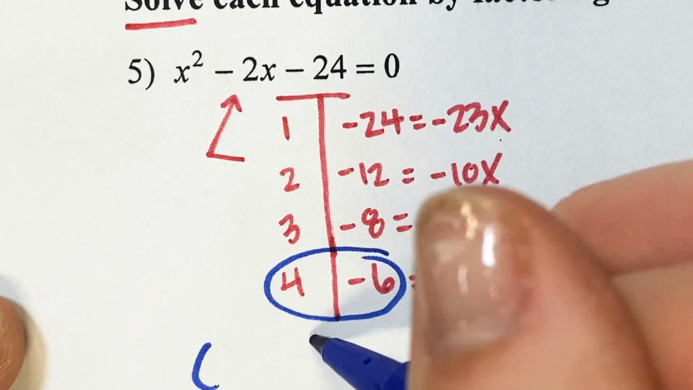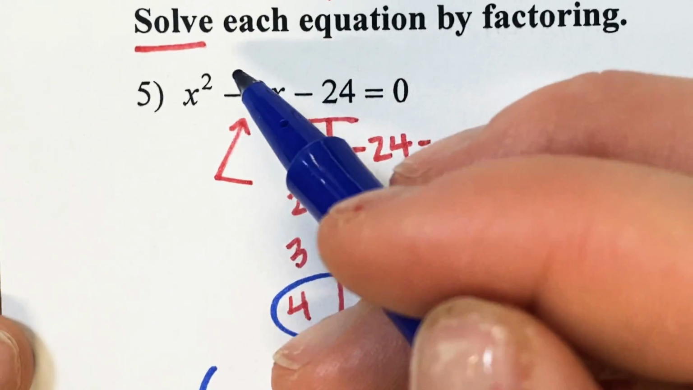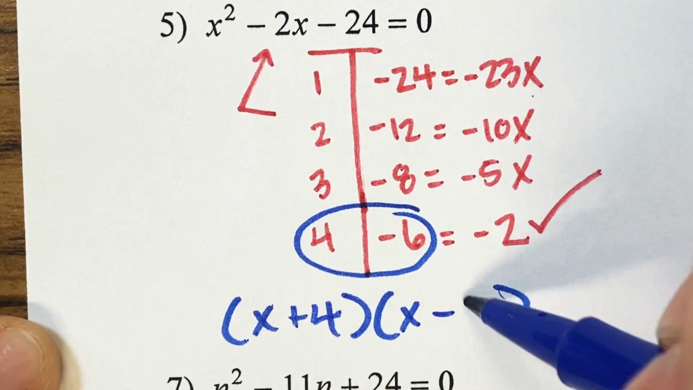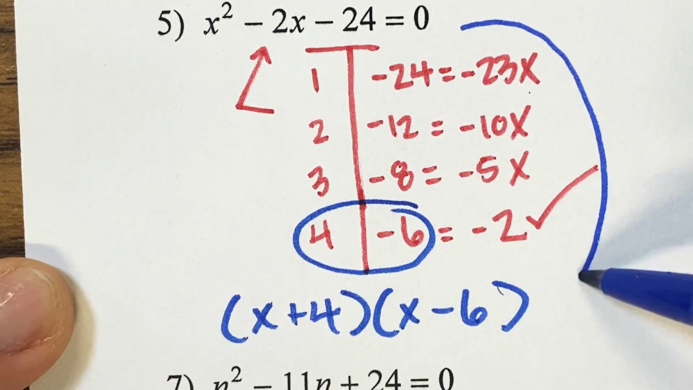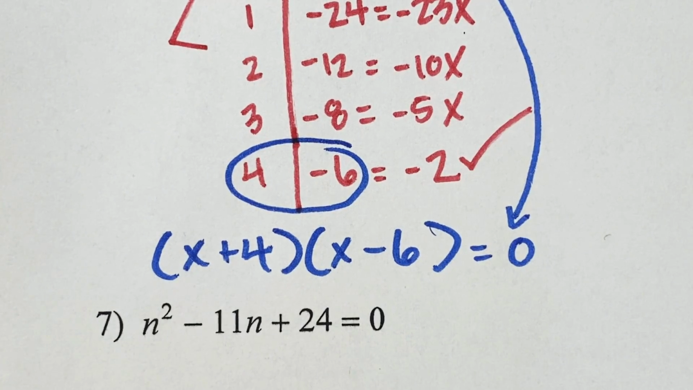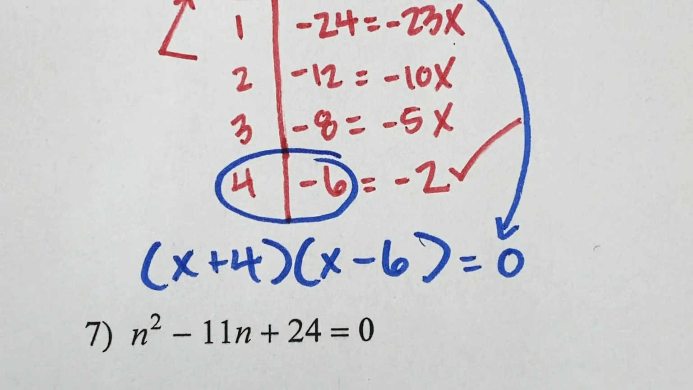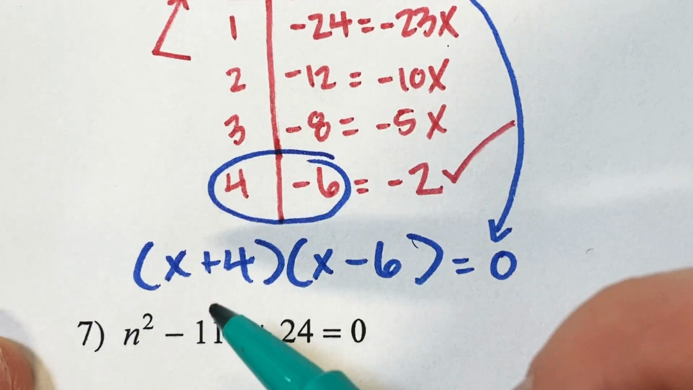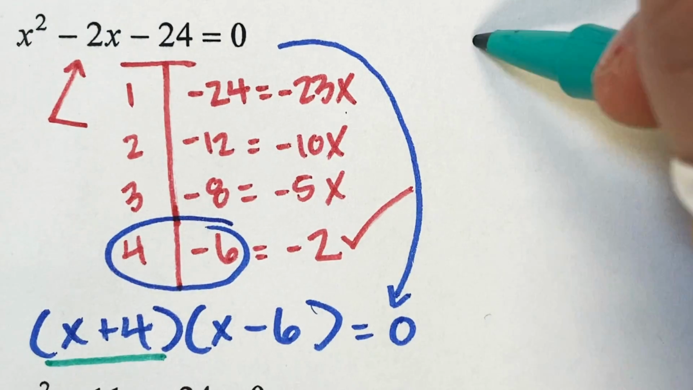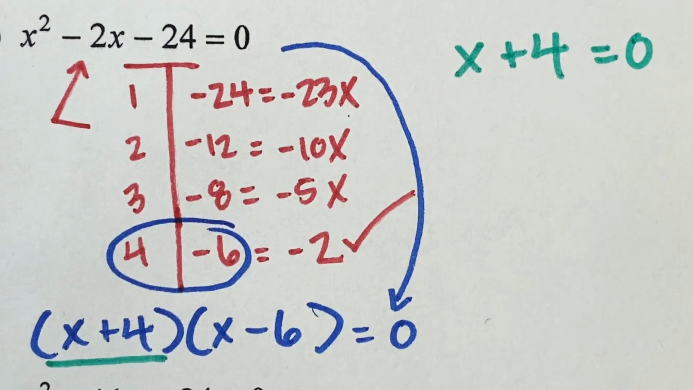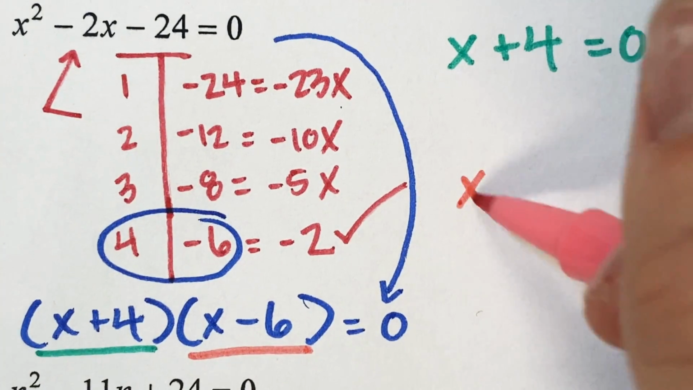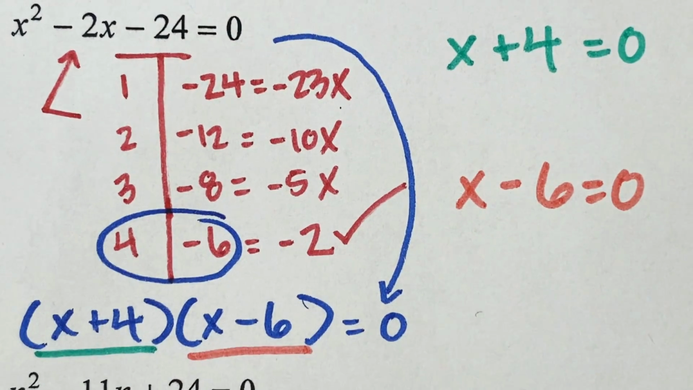Okay, so next thing we do is the exact same thing. Write it in our parentheses. This time it was x, so x plus 4, x minus 6. And now just bring down that equals 0. The equals 0 part is important for our next step. So for our next step, we actually take each piece and set it equal to 0 and solve. I'm going to take x plus 4 equals 0, and x minus 6 equals 0. I'm going to take each piece and solve.